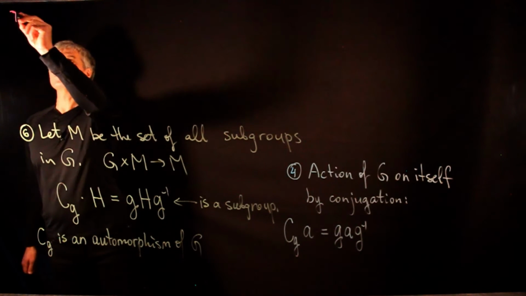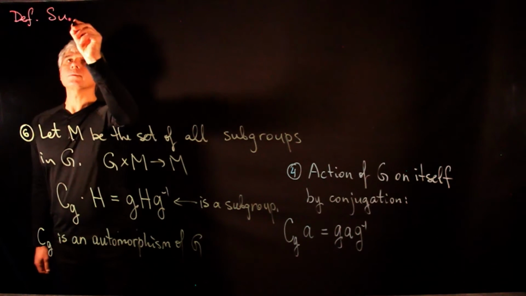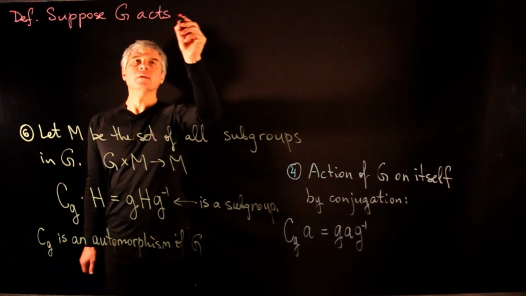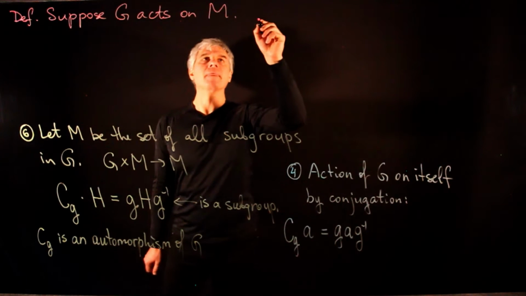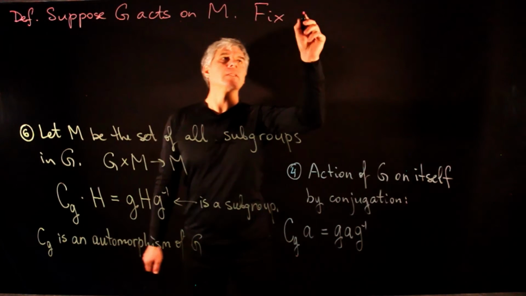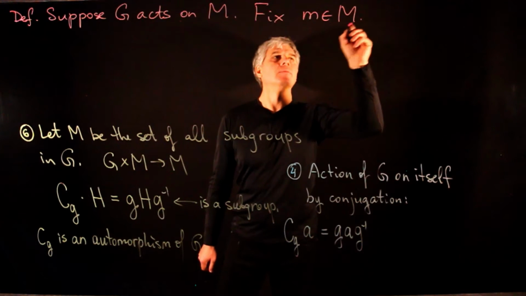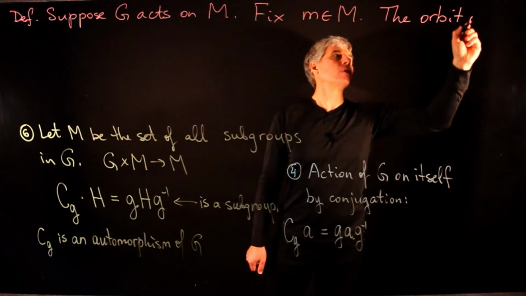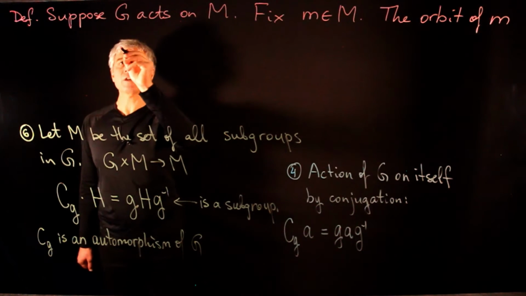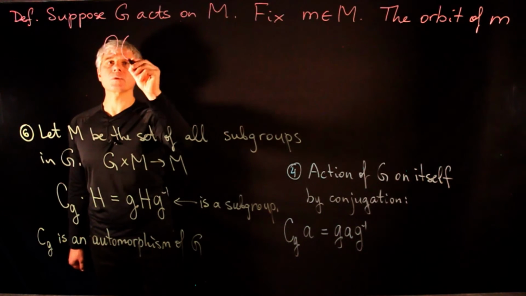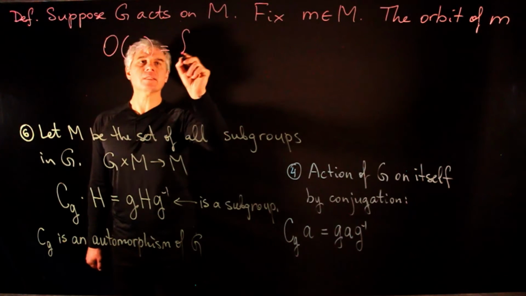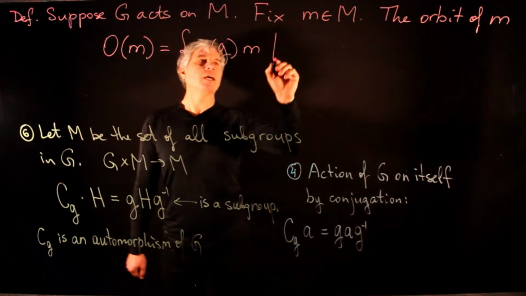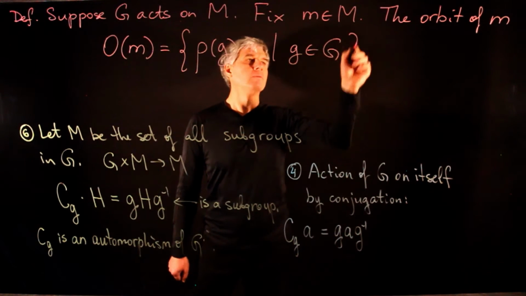We give the following definition. Suppose a group G acts on a set M, and we fix an element m in this set. The orbit of element m under the action of group G, denoted as O of m, is the set of all elements rho of g acting on m as g runs over G.